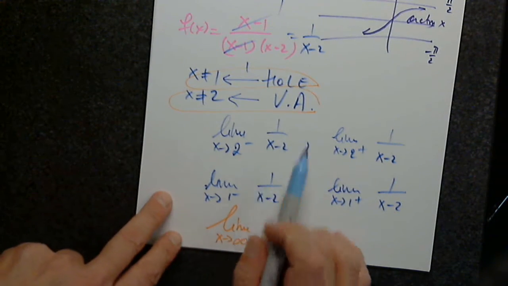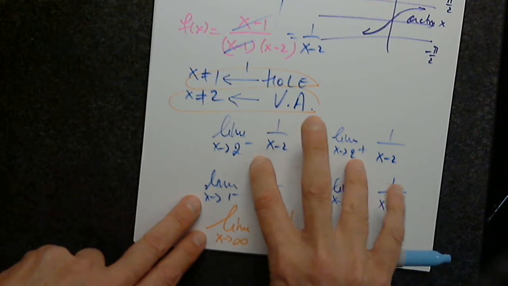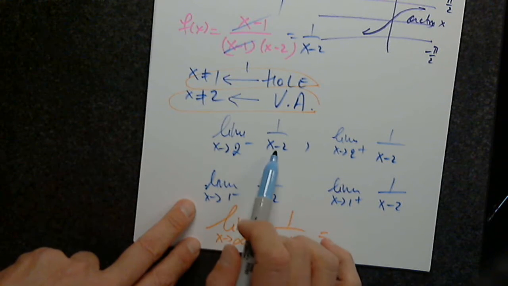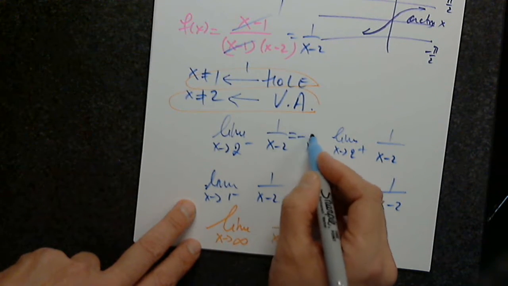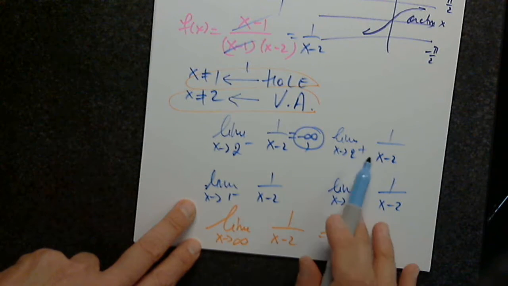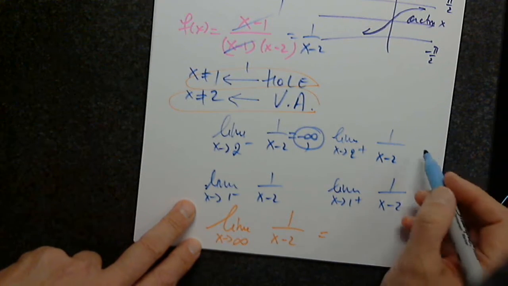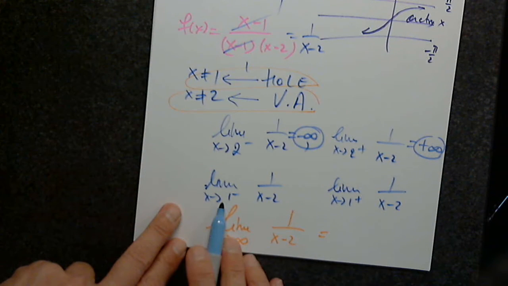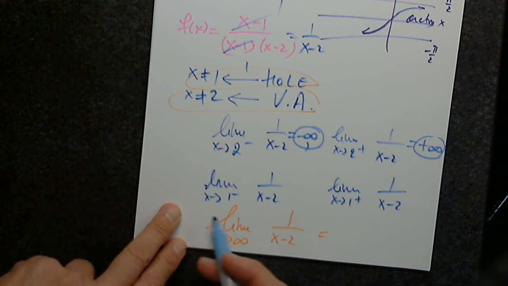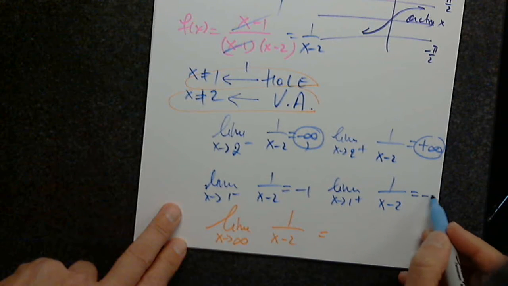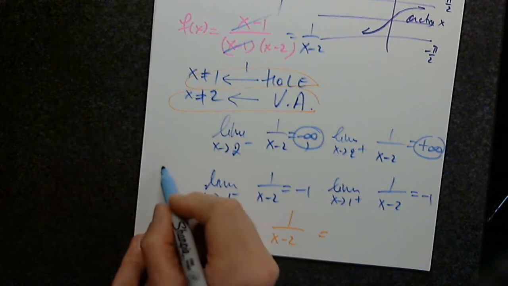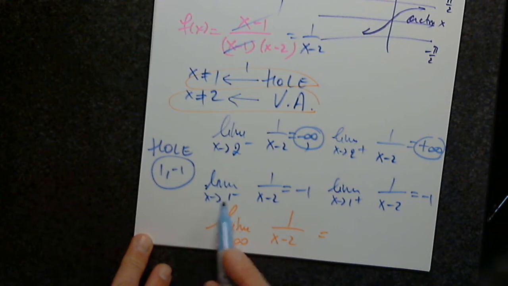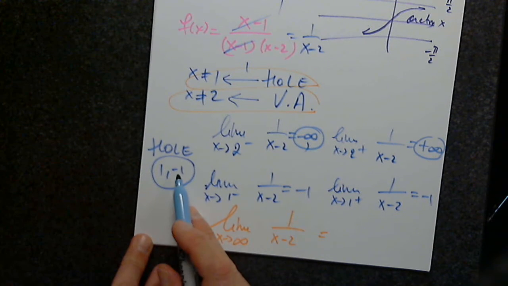So before we do that, these two are 1 over 0. These two will not be 1 over 0. So 2 from the left is 1.9, so this will be negative infinity. 2 from the right is 2.1, so this will be positive infinity. But this, when you plug in 1, either from the left or from the right, it doesn't matter, the answer is negative 1. So the hole will be 1 for x, negative 1 for y.